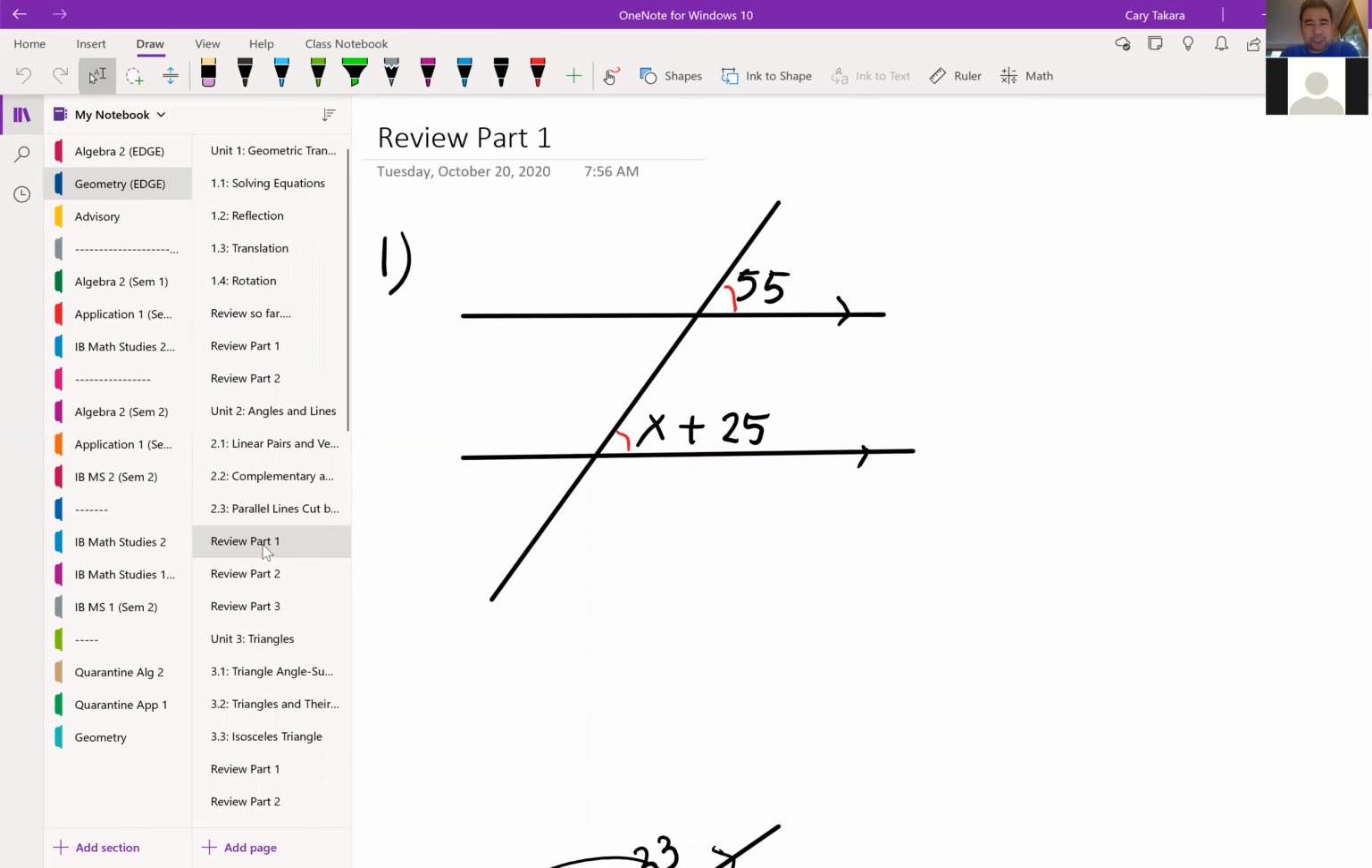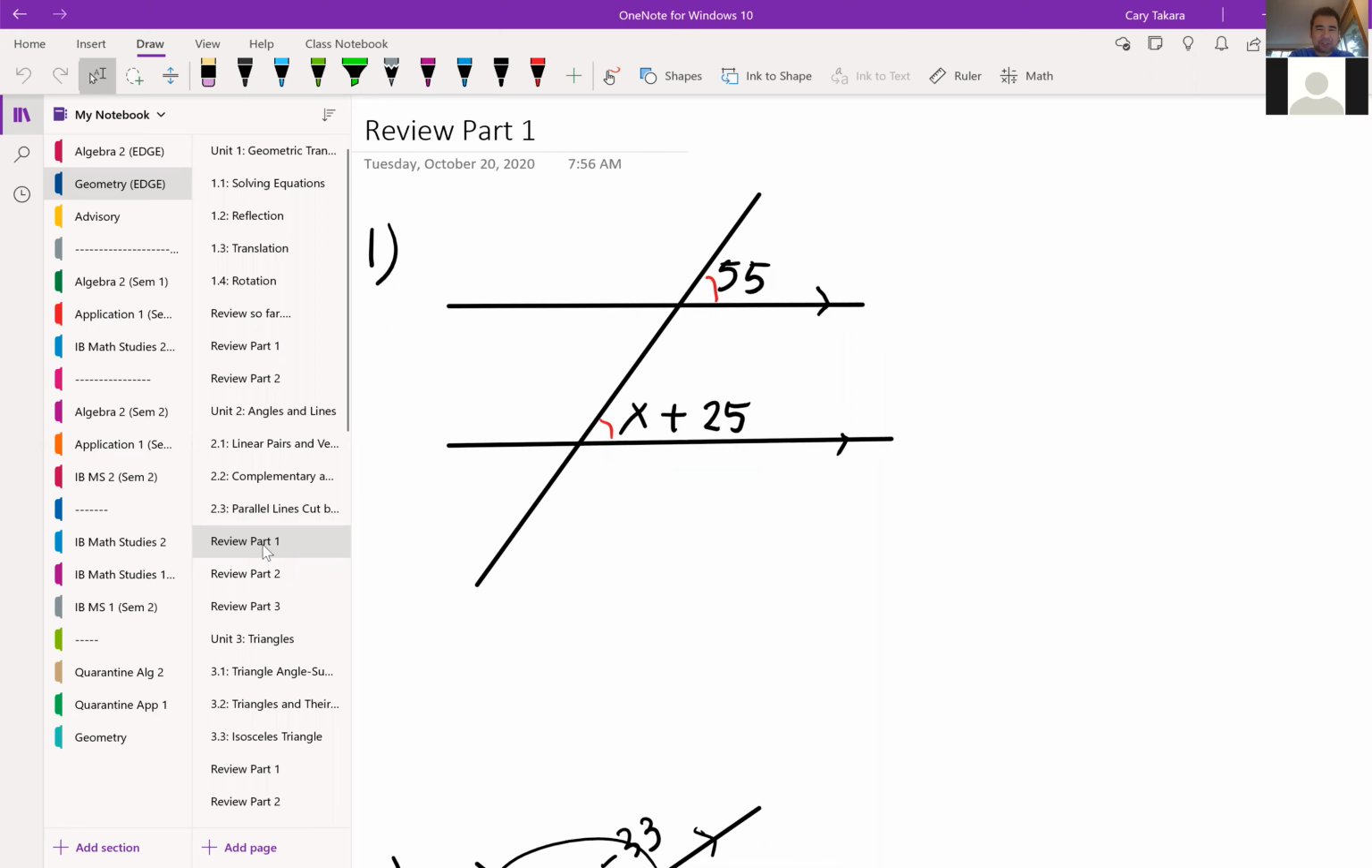Now, what I want you to do is definitely we are going to solve for x, okay? However, the first thing that I want you to do is to name the relationship, okay? What do you call this?